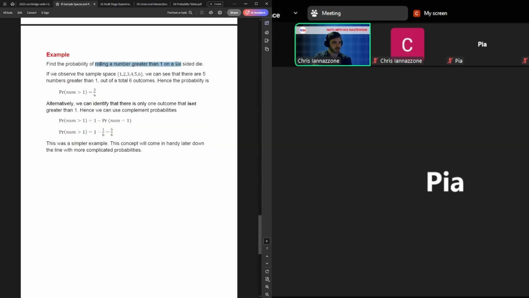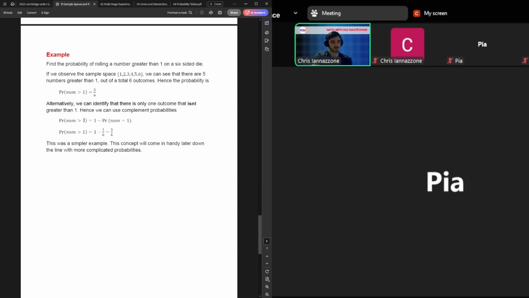This is actually useful for finding ranges of numbers. So if you had to find the probability of rolling a number greater than 1 on a 6-sided die, then you could do the whole sample space thing again and say, okay, we have 5 total numbers out of 6, and so the probability of rolling a number greater than 1 is going to be 5 out of 6.